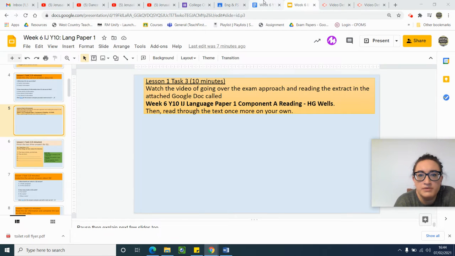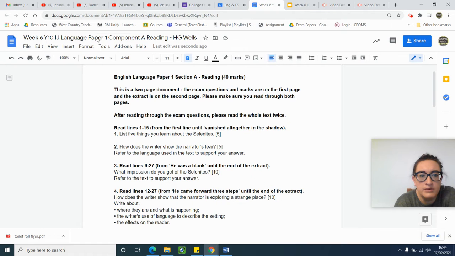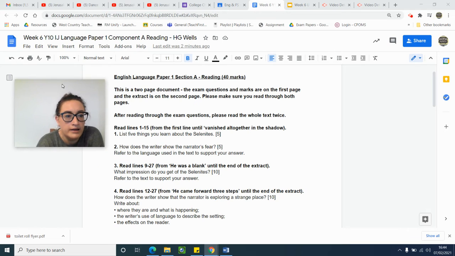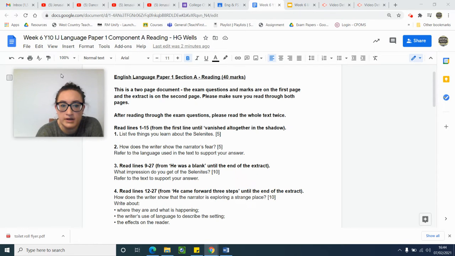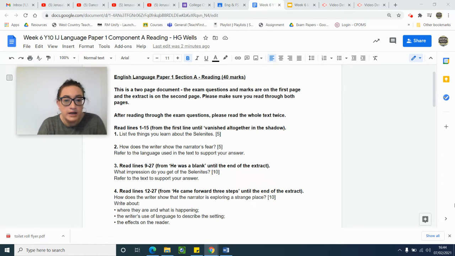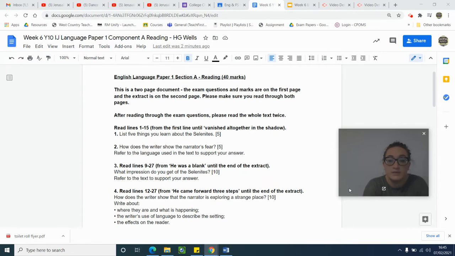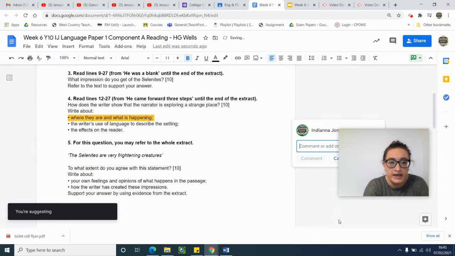Okay, so first of all, you have to open Week 6, Year 10, Language Paper 1, Component A, Reading. And this extract is by H.G. Wells. You might recognise the name, because he is the guy that wrote War of the Worlds, which some of you studied in Year 9, and he's also referenced by J.B. Priestley in An Inspector Calls as being one of those cranks. So that's where you kind of know his name from, okay?